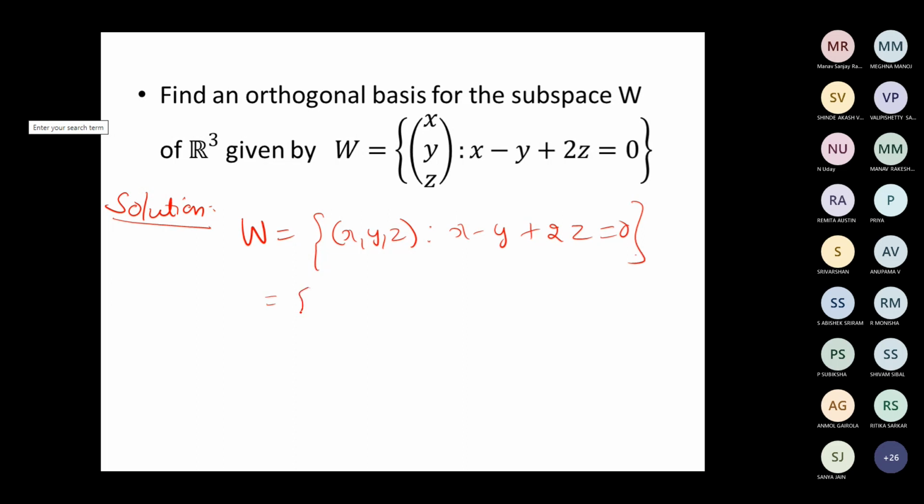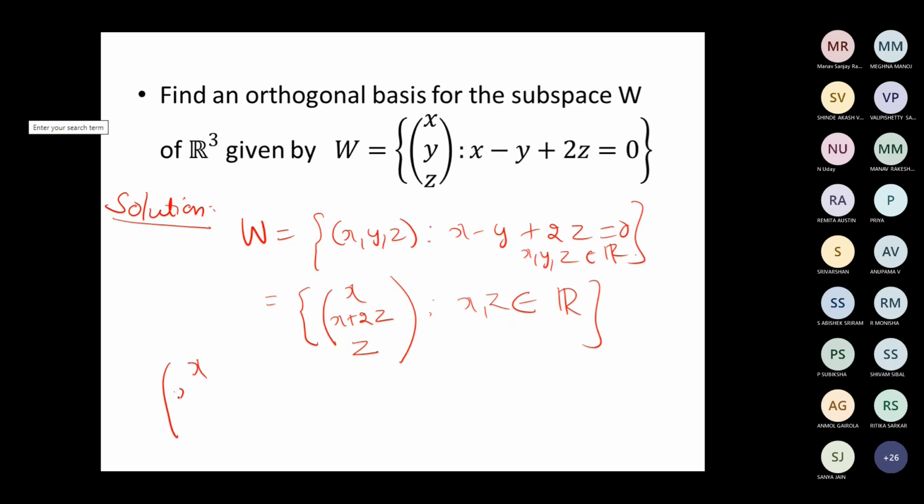Or the set of all, shall I write x equal to y minus 2z or y equal to x plus 2z? Anything you can do. So I'll write y equal to x plus 2z, comma z, such that x and z are from R. Here it is obvious x, y, z all belong to R. But here you have reduced to two free variables because there is a relation: y is in terms of x and z.